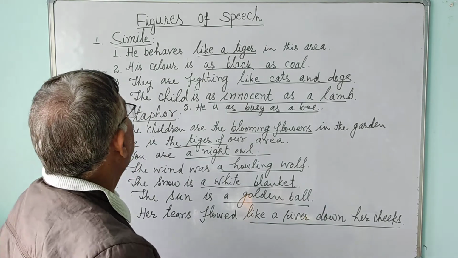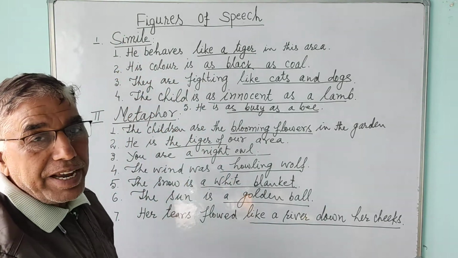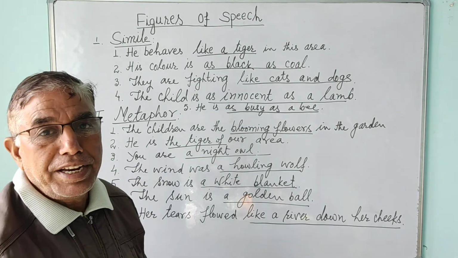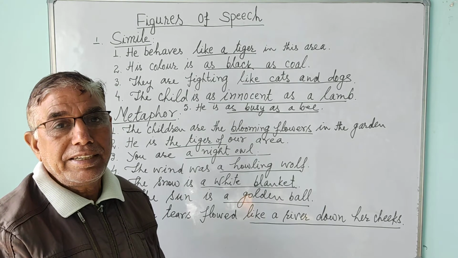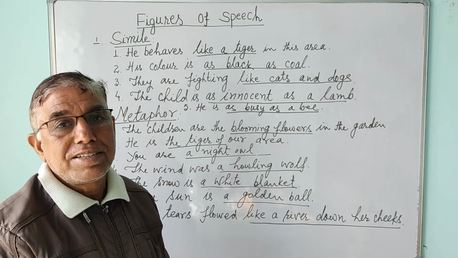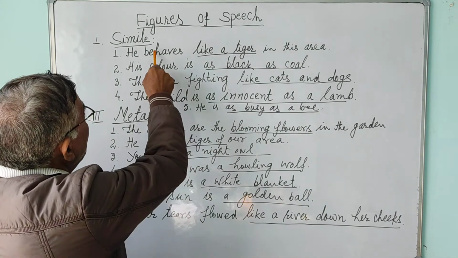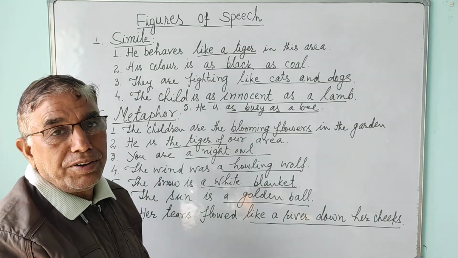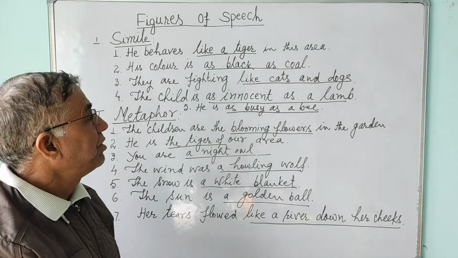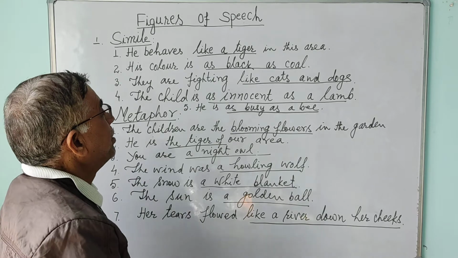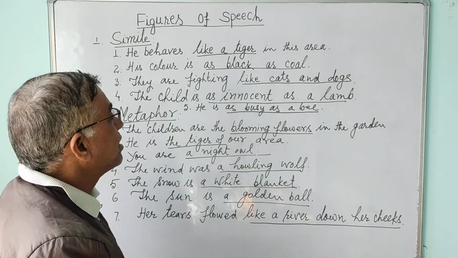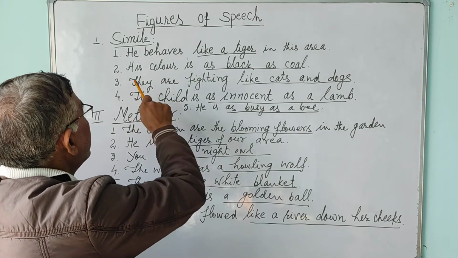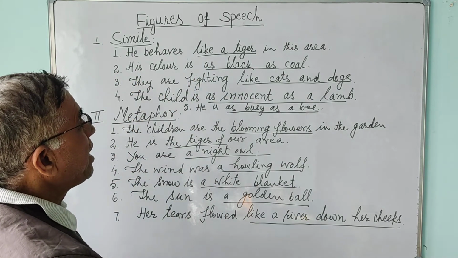The first figure of speech is simile. Simile is a very important figure of speech, and it adds richness to the language. Here are some examples. He behaves like a tiger in the area. Means he is the boss of the area. Nobody dares to face him. He is not a tiger, but he is like a tiger in the area. So this is simile.